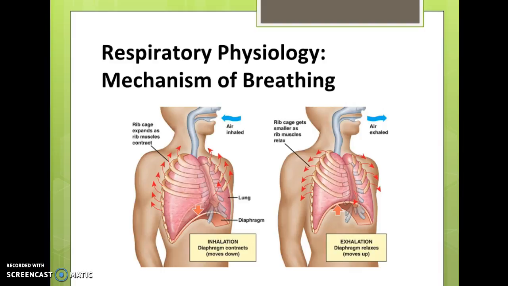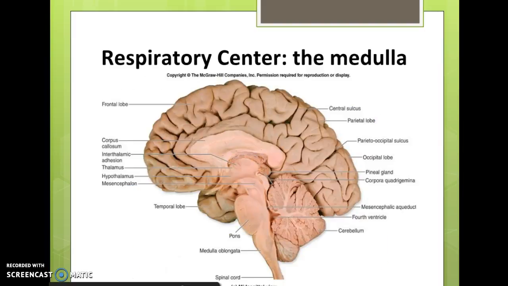And if you're like me, you probably have thought that it's inhaling or exhaling that changes the shape of the diaphragm. But I'm going to have you think of it in a little bit different way. It all starts here in the brain.